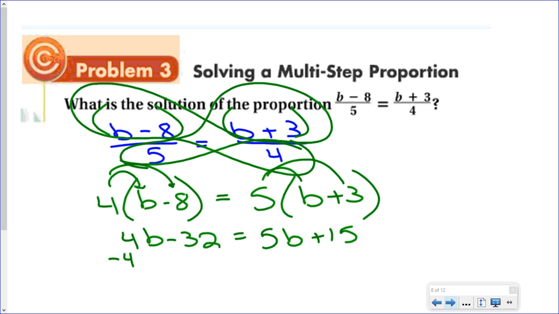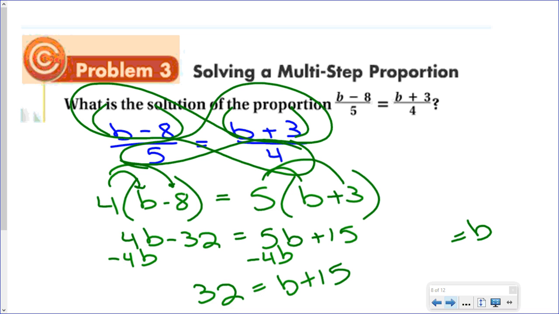So now you move the letters. I would move this lowest letter first. Okay, I'm running out of room, but I would subtract 15 from both sides. 32 minus 15 is 17 here, so we got b equals 17, and that'd be the correct answer for this one.